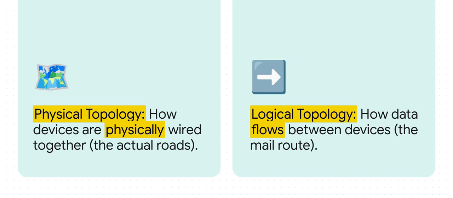But then you have the logical topology. This is the path the data actually takes. It's the specific route the mail carrier follows, which might not use every single road. And at the end of the day, it's that logical path, that mail route, that really matters.